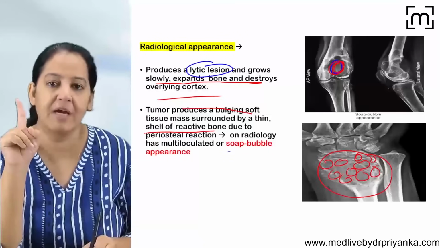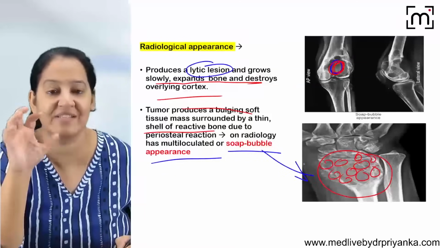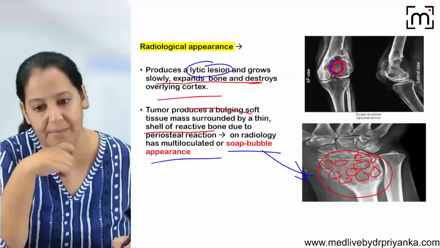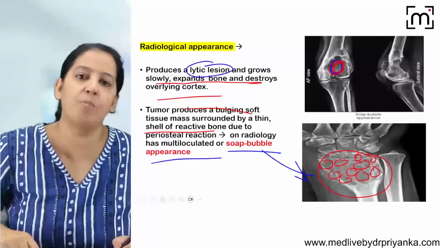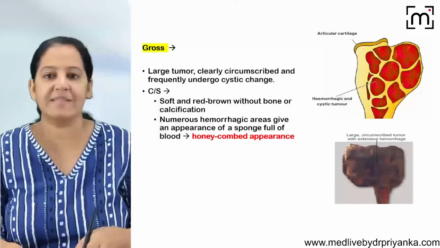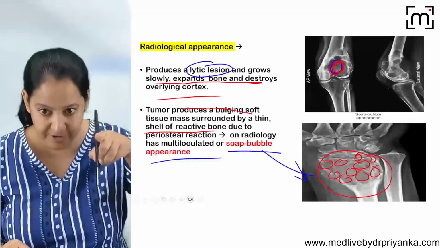Please learn this appearance. You have to learn these catchy words and you should be able to recognize them in the image if it comes as an image-based question in your exam. So these are the spotter images. So it's a giant cell tumor, typical soap bubble appearance you can see. You can see the same soap bubble appearance in radiology.